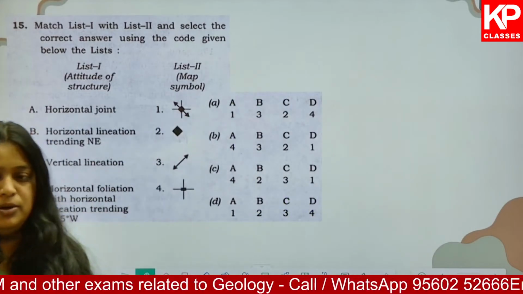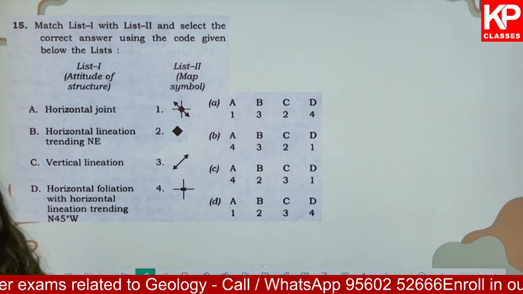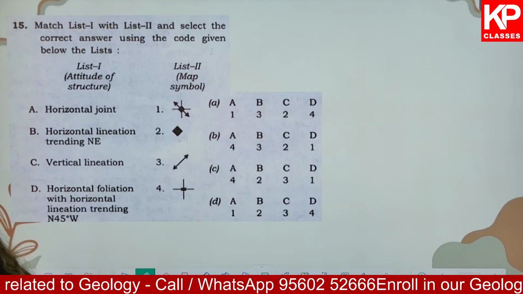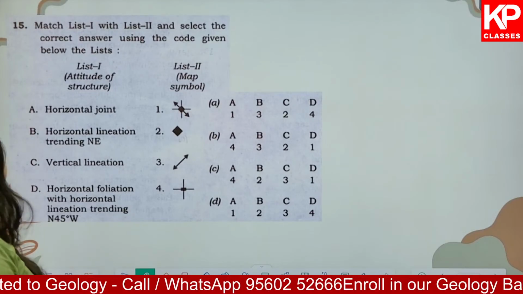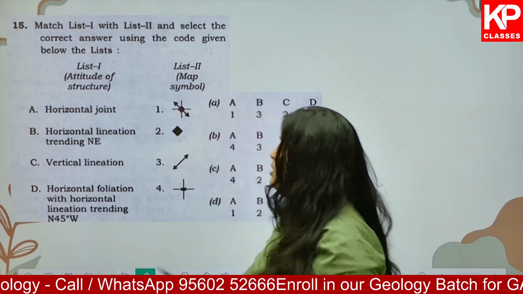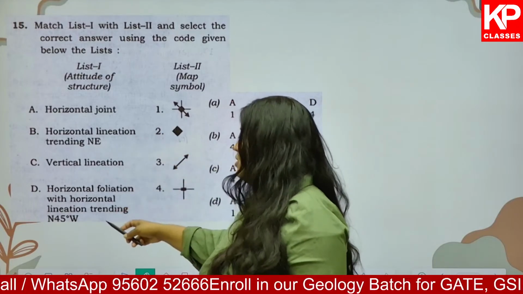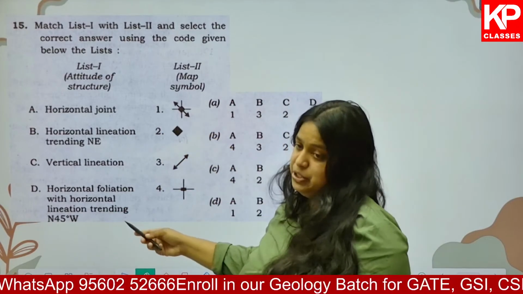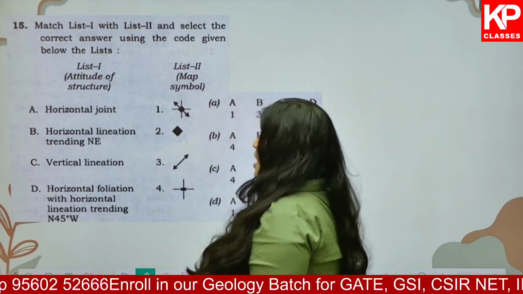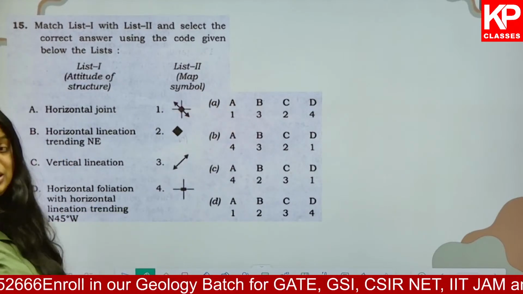2022 UPSC Geoscientist examination question. In the 2022 paper, this is the match the following from structural geology. It's shown over here. They have given particular structures and the symbols are mentioned. How will you represent these structures' attitude on a map? That's what they are asking over here.